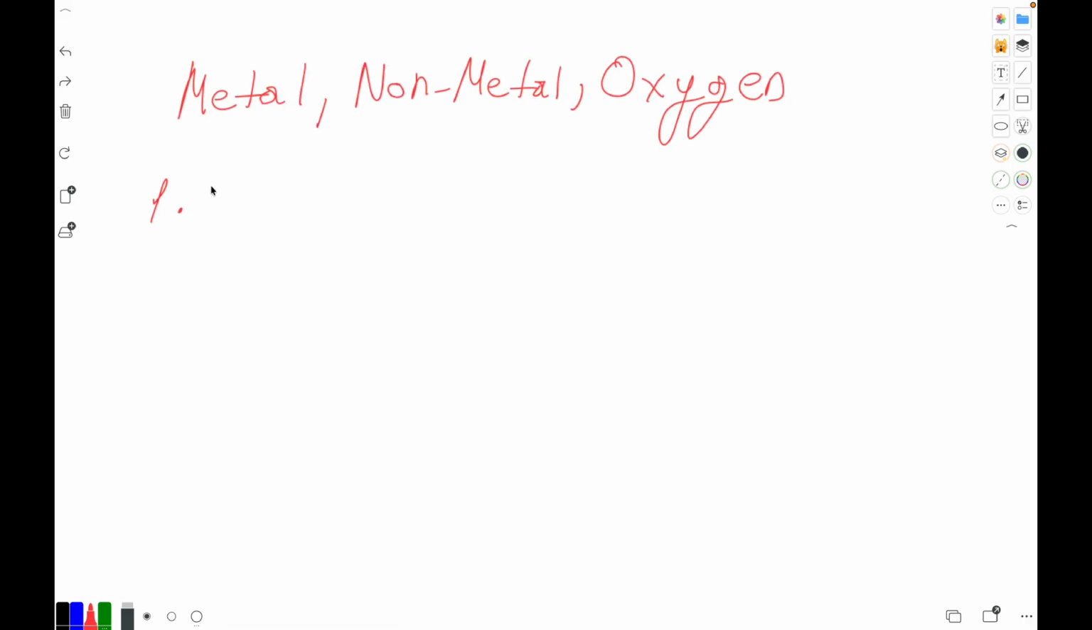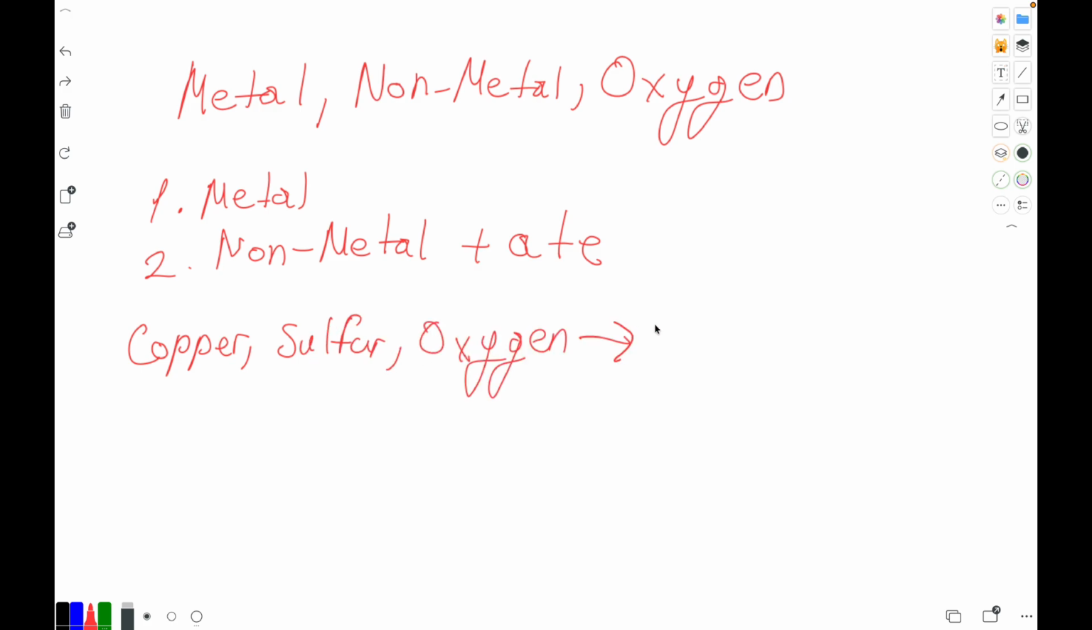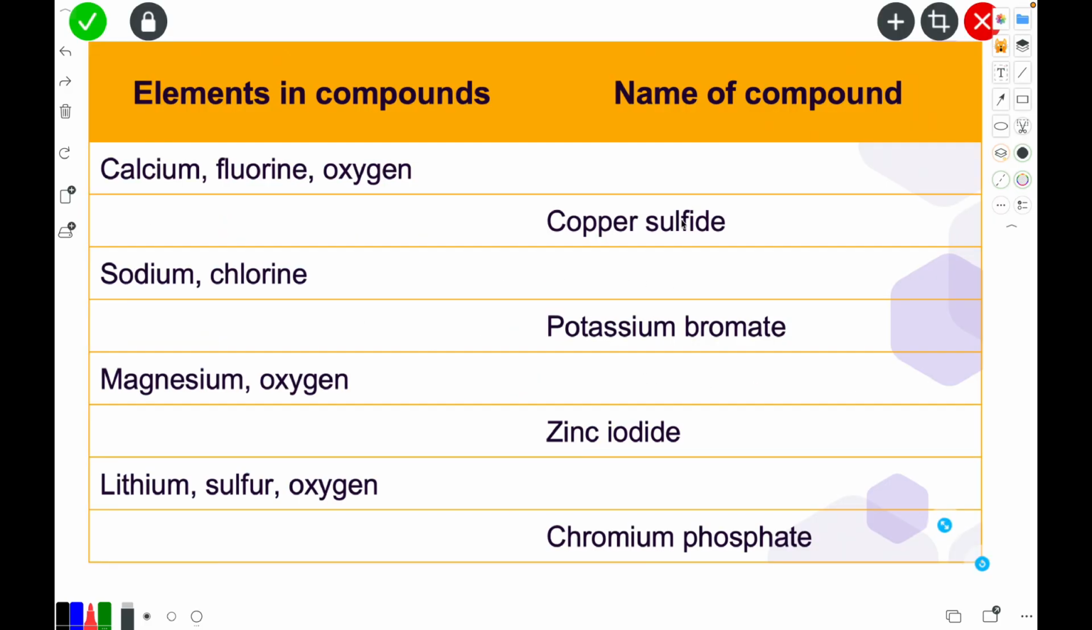How to name compounds that contain metal, non-metal, and oxygen? First of all, we will write the metal's name and then the non-metal's name by adding ATE. For example, copper, sulfur, and oxygen. First of all, we will write the metal's name. Here, metal is copper and non-metal is sulfur. Ending will be ATE: sulfate. Copper sulfate.